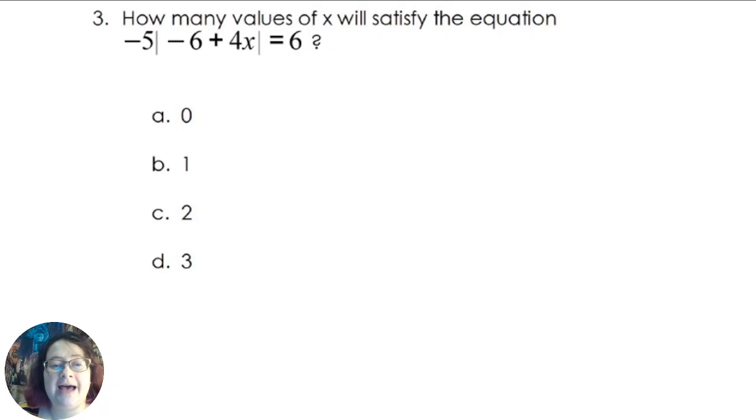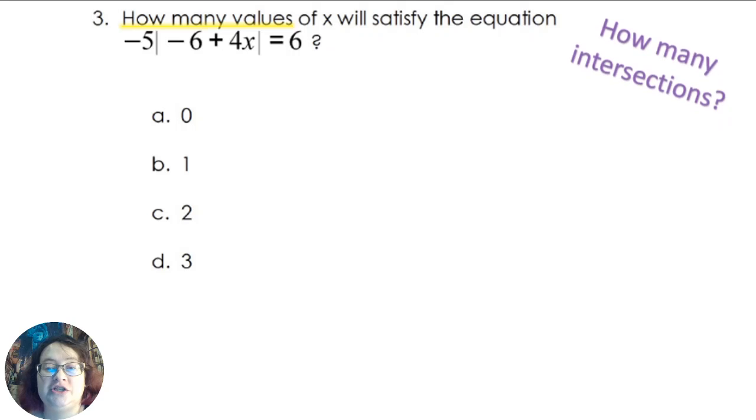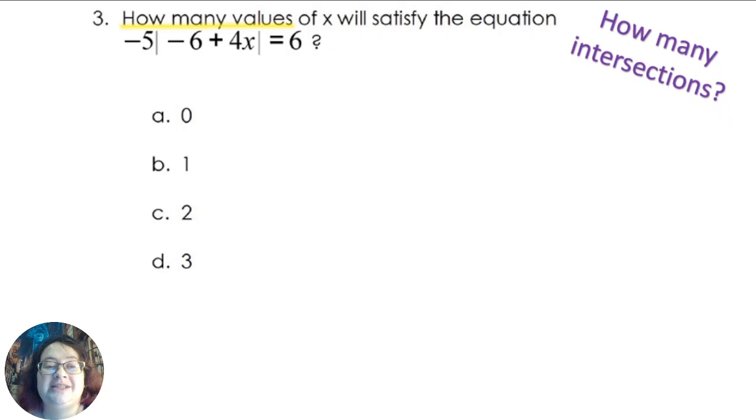Number 3 says how many values of x will satisfy the equation -5 times the absolute value of -6 plus 4x equals 6. So here we don't care what the intersection is, we just want to see how many intersections there are. So it says how many values. We're not asked to find the actual value, just how many. So in Desmos, I put the left side in the first box, the right side in the second box.